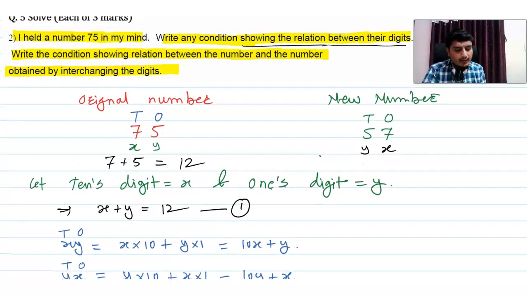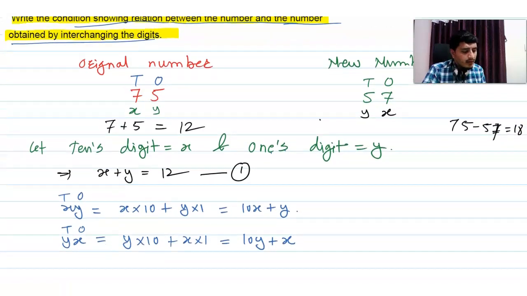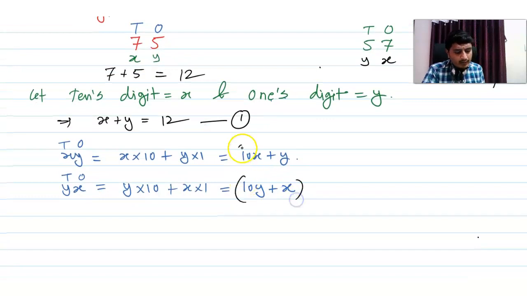Now we have to write the condition showing the relation between the number and the number obtained by interchanging the digits. Look at the original number, we have 75, and after interchanging the digits we are getting 57. Now the difference between them is exactly 18. That means the original number minus the new number formed by interchanging the digits is 18.